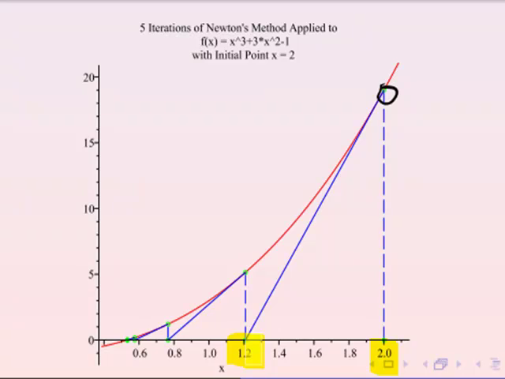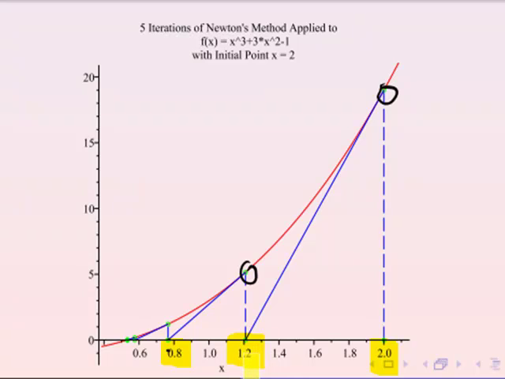Again, we do the same procedure now. We find the tangent line to the curve y equals f of x at the point x equals 1.2. And then the intersection of this tangent line with the x-axis is going to give us the next iterate, which is going to be x2. So now we started with x0. We find the tangent line to the curve y equals f of x at the point x equals x0, and the intersection of this tangent line with the x-axis gave us the next iterate, which is going to be x1.